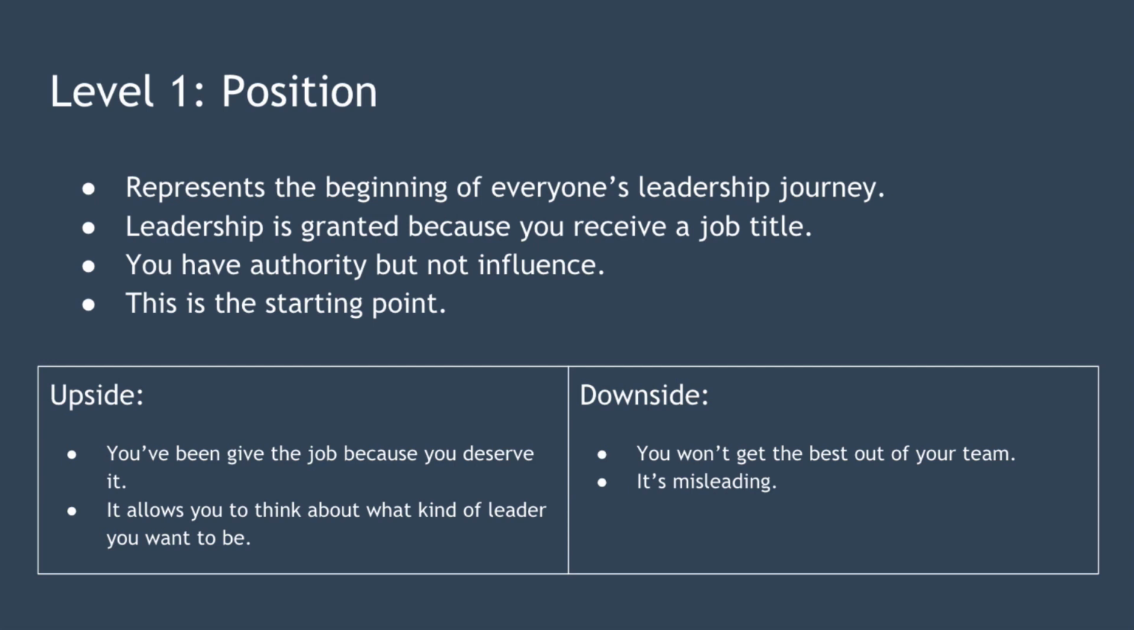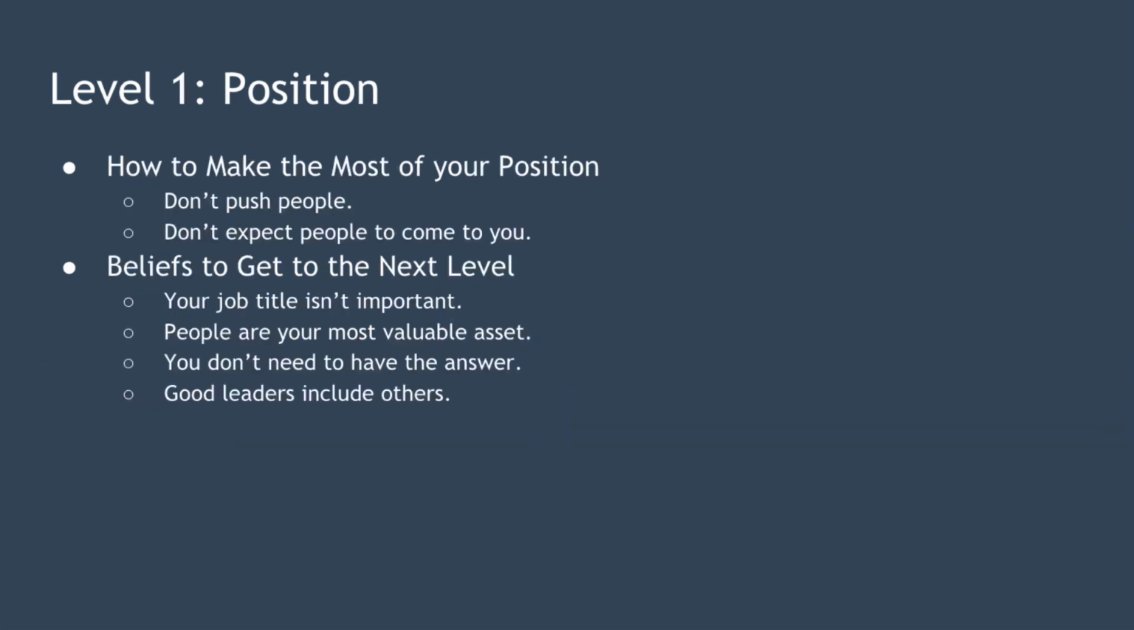But there are also some downsides to this level. So positional leaders don't get the best out of their team. They probably actually get the minimum out of their team. Also, positional leadership can be misleading. By that I mean just because you have a particular job title, it doesn't make you a leader. So let's take a look at how to make the most out of your position. So firstly, don't push people.